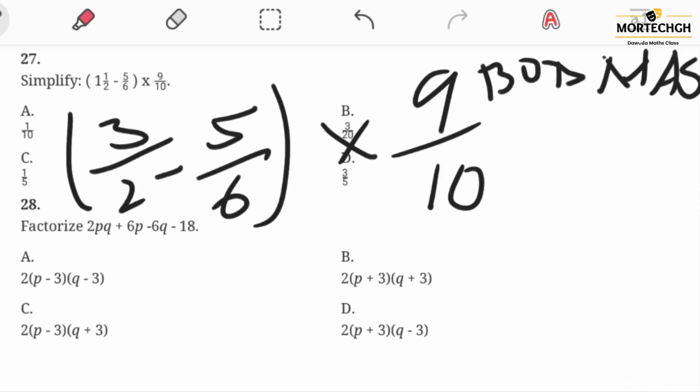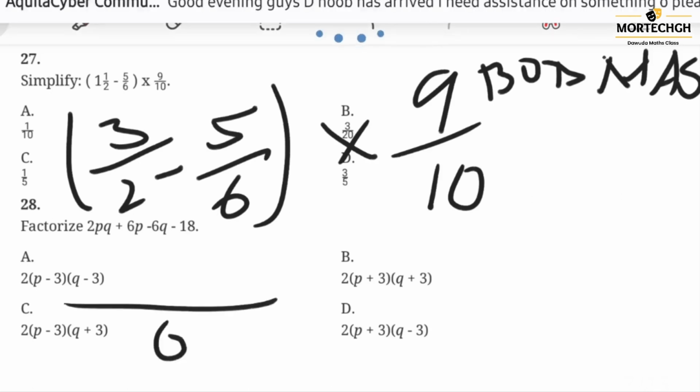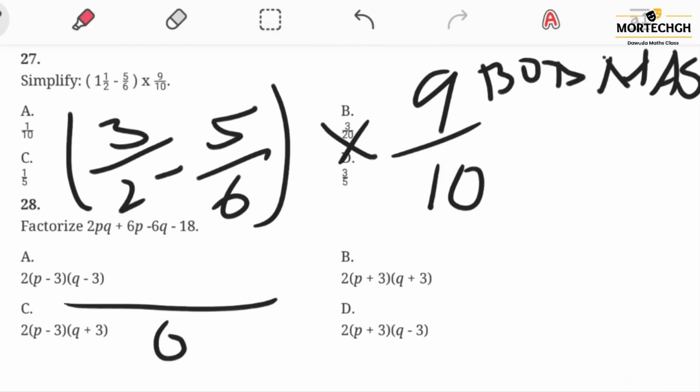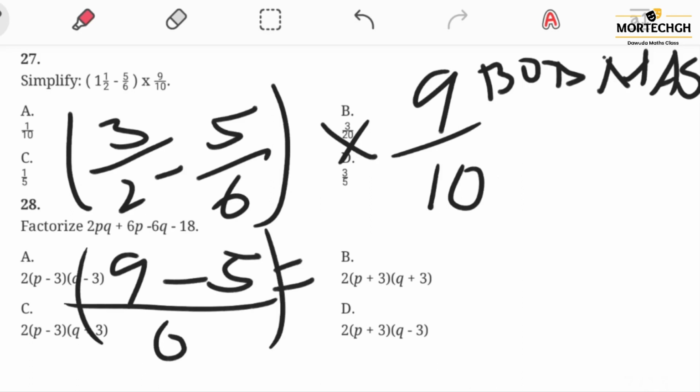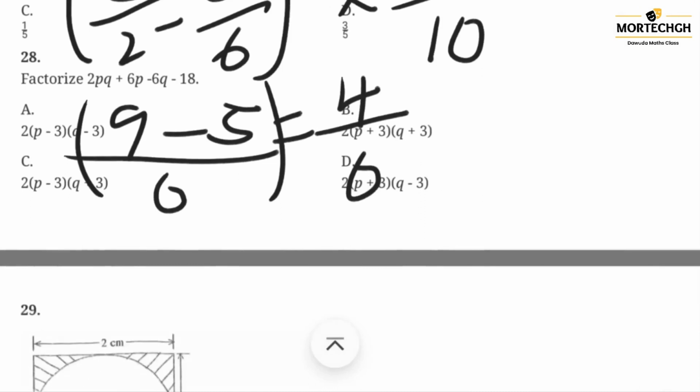That's 3 over 2 minus 5 over 6. So what is the LCM? The LCM here is 6. Now, how many times will 2 enter 6? 3. 3 times 3 will give you 9, minus 5 over 6. So in the bracket, 9 minus 5 over 6, and 9 minus 5 gives you 4. So we have 4 over 6. That's the bracket.